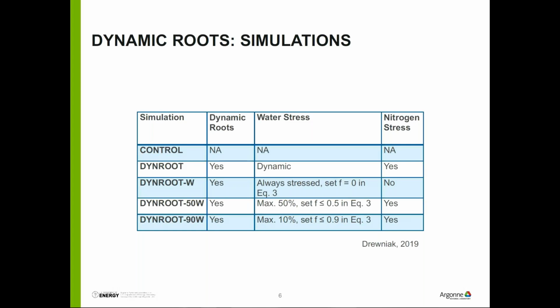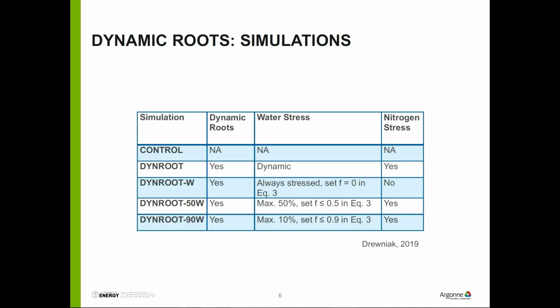So the first one, DynRoot-W, we're telling the model to always assume that there's water stress. So we set that F factor to 0 in the previous equation. And so now there's no nitrogen stress going into the root distribution, because that entire part of the equation ends up going to 0. And then there were 2 other simulations where I varied that F factor.